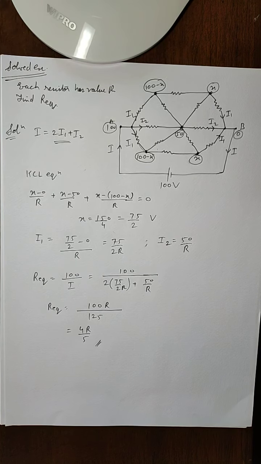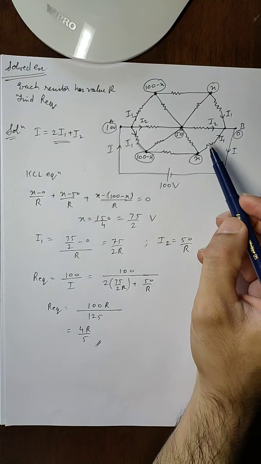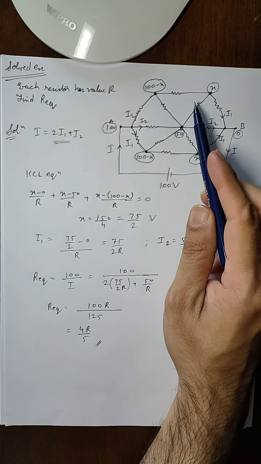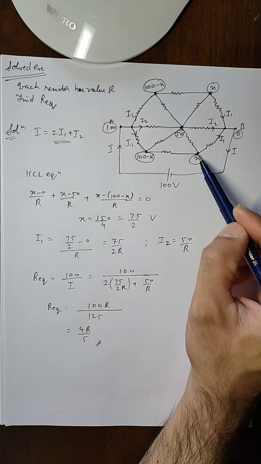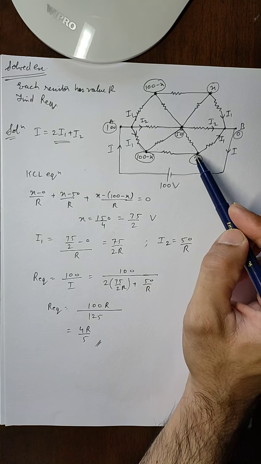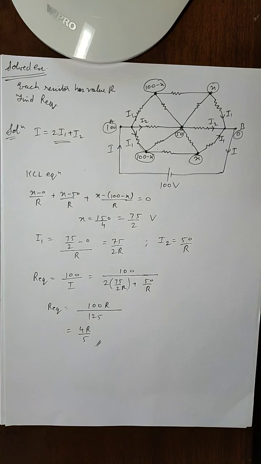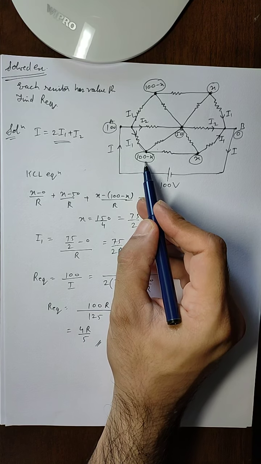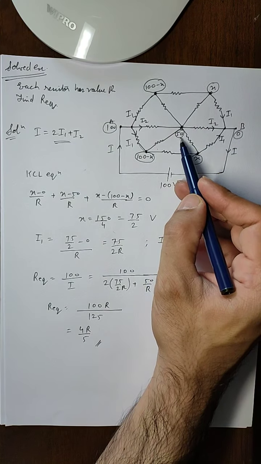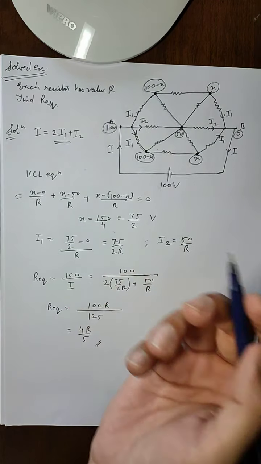This will be the required answer to this question. Now I hope you understand the potential values that we have taken. We start with X and then we apply same potential on the symmetrical parts of the circuit. And that's how we end up with the potentials 100 minus X and 50, and then all that is left is to apply the KCL equations.